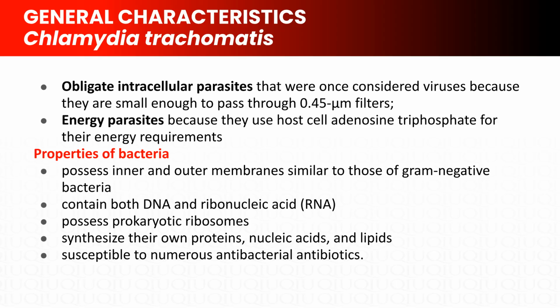Third, chlamydia possess prokaryotic ribosomes, specifically 70S ribosomes characteristic of bacteria, not the 80S ribosomes found in eukaryotic cells. Fourth, they can synthesize their own proteins, nucleic acids, and lipids. While they depend on the host for energy, they have the enzymatic machinery to manufacture their own structural components and molecules. Finally, and very importantly for clinical medicine, chlamydia are susceptible to numerous antibacterial antibiotics.